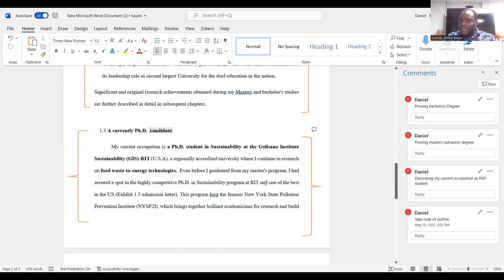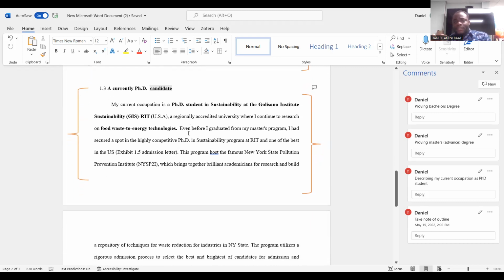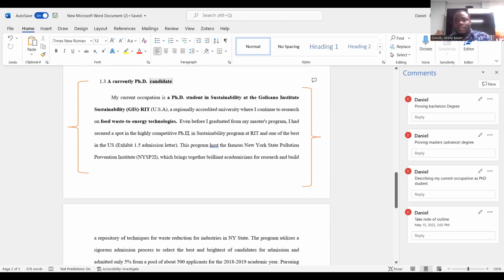Now, currently a PhD candidate, 1.3. So you see that where he started from, where he got to, where he is now, and where he's going. At this point, he is in the first year or so of a PhD program, which doesn't have any bearing on the petition, but is going to still show the visa officer that he is doing something. So currently he is a PhD candidate, and at this moment in the same university, he's talking about his PhD and what he's doing.